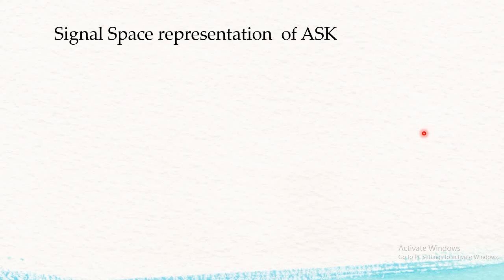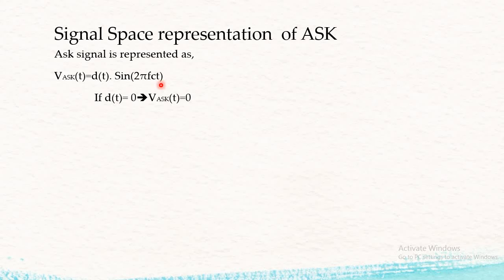Then the signal space representation of ASK. Now the ASK signal is represented as V_ASK = d(t) sin 2 pi FCT. If d(t) is equal to 0, your output is going to be 0. If d(t) is equal to 1, your output is going to be A sin 2 pi FCT. Here A indicates the amplitude of the signal.